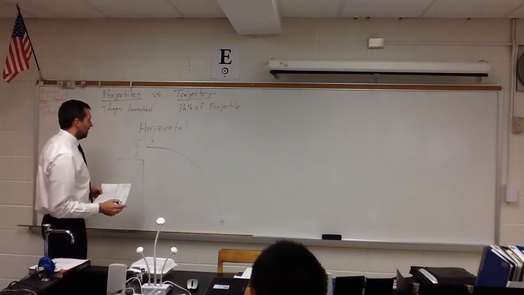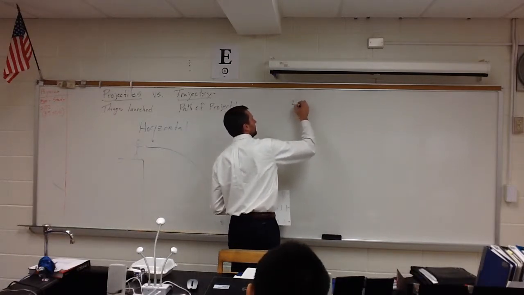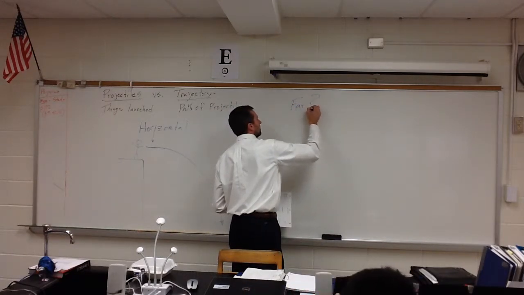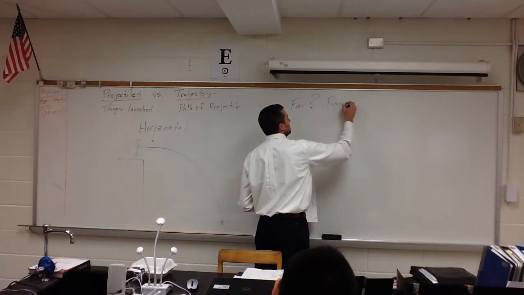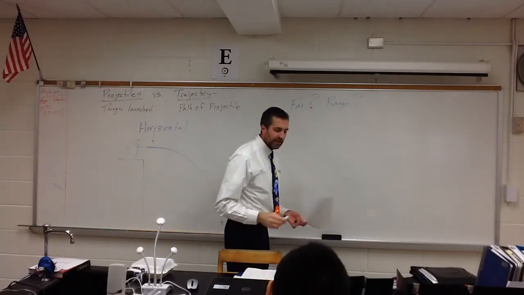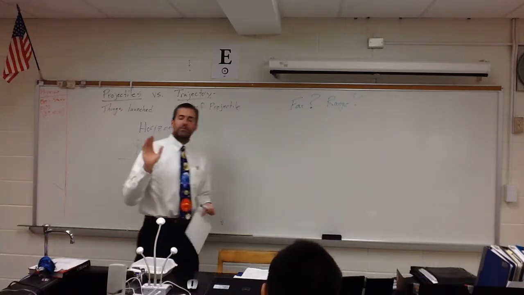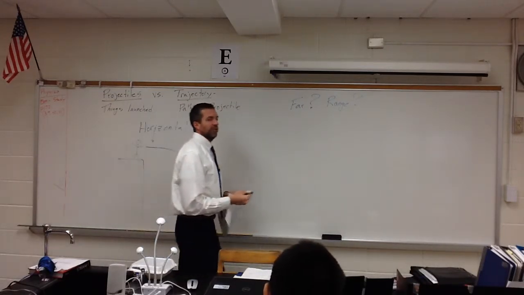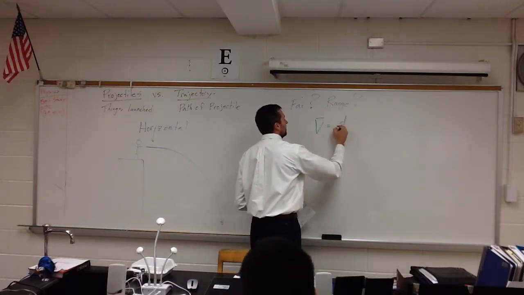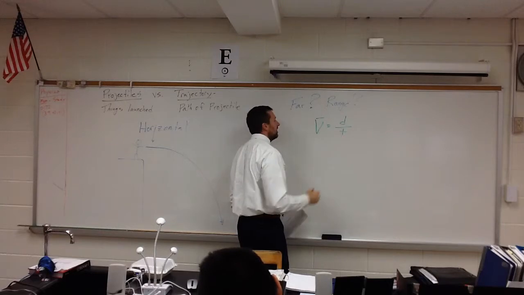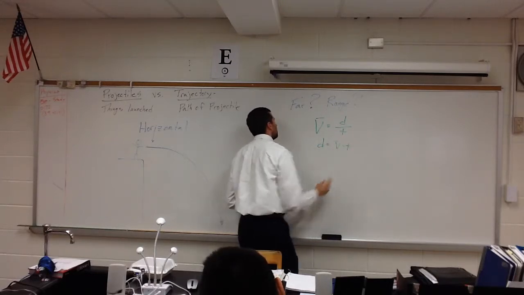So if we want to know how far it traveled, another way to say that is the range. If we want to know the range of what it traveled or how far it traveled, we're going to go back to a very basic first equation in physics, which is that average velocity is distance divided by time. So if you want to know how far, you're going to say the distance is the average velocity times time.